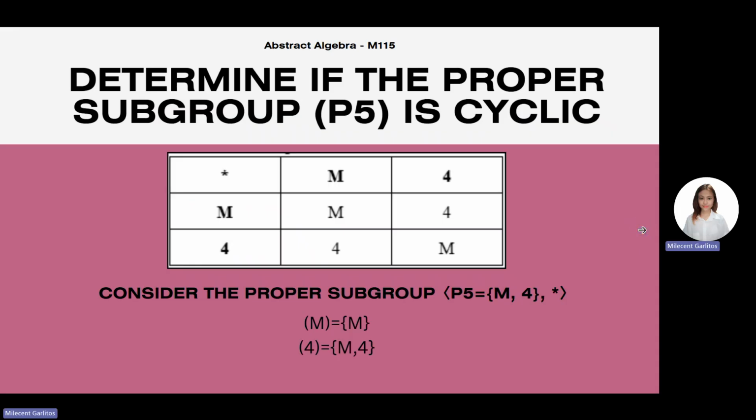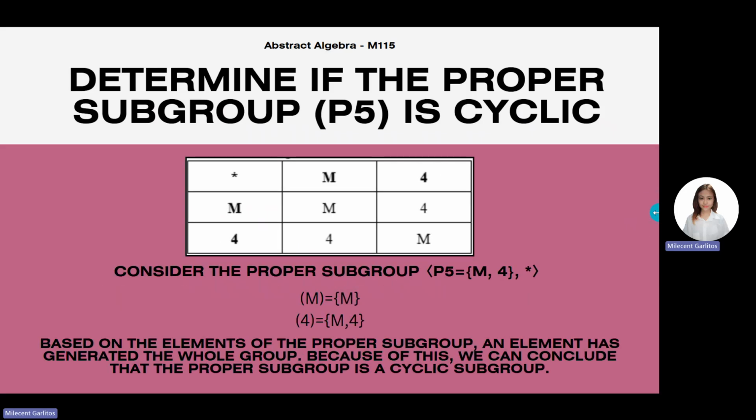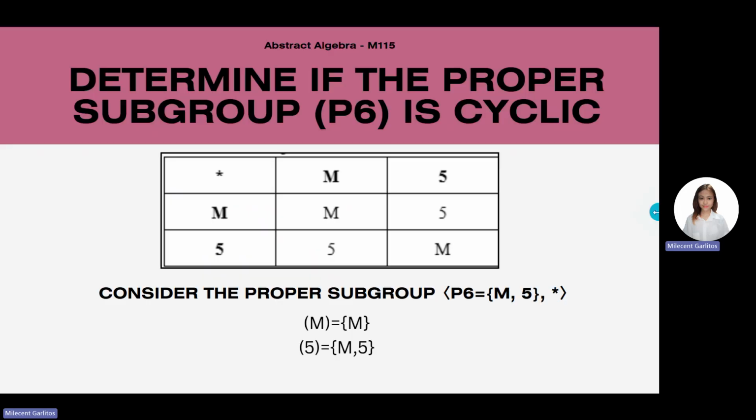Next, determine if the proper subgroup P sub 5 is cyclic. Consider the proper subgroup P sub 5, which is the set of M4 under binary operation star. M generates M and then 4 generates M4. Based on the elements of the proper subgroup, an element has generated the whole group. Because of this, you can conclude that the proper subgroup is a cyclic subgroup.